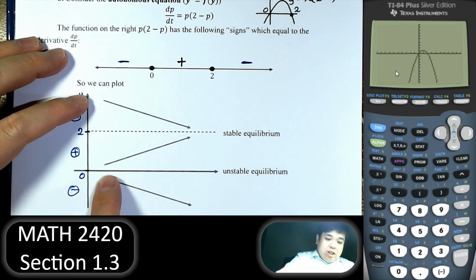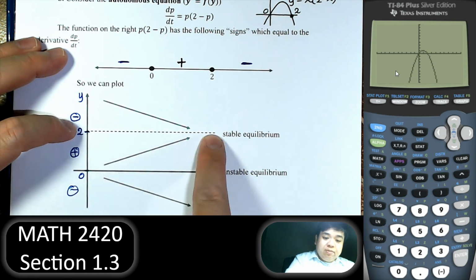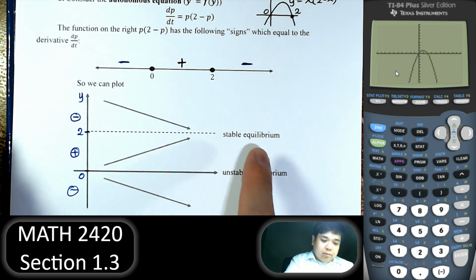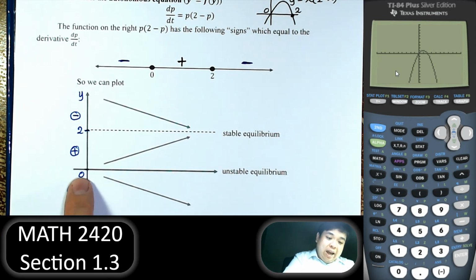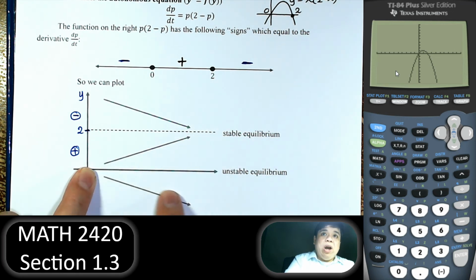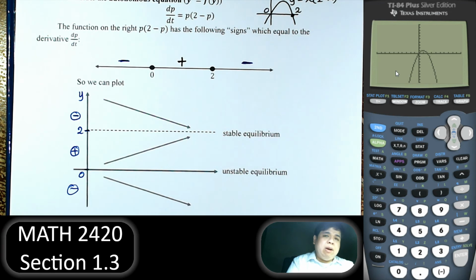In this case we see the solutions converge to this line. We call that a stable equilibrium. And at 0 the solutions move away from it, so it's called an unstable equilibrium. Right, that's just some terminology related to the slope and direction field.